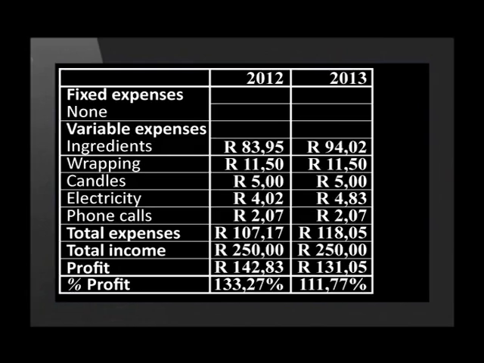Let's put these costs into the income and expenditure statement. Only the ingredients and electricity have changed. All other costs have remained the same. The profit is now 131 Rand 5 cents, which means that the percentage of profit is now 111,77%.